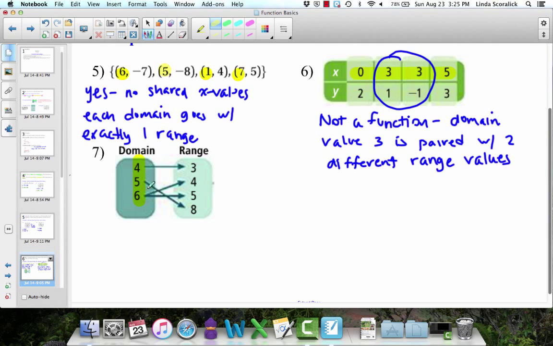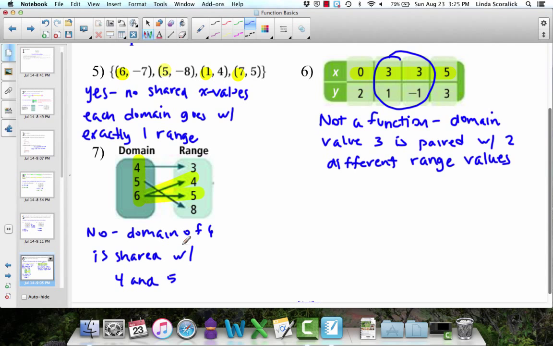But if you take a look at the 6, it has 2 different arrows coming off of it. The 6 comes over here to the 4 and over here to the 5. What that means is that the 6 is a repeated domain value, or the 6 is shared. So this is also not a function. The domain of 6 is shared with 4 and with 5.